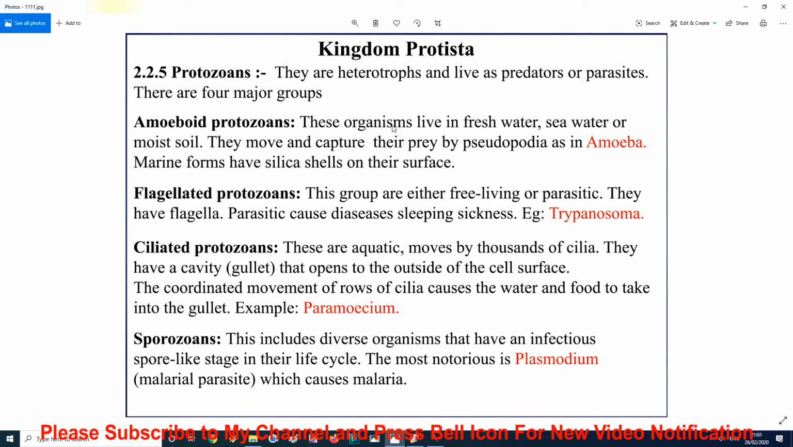Amoeboid protozoans live in fresh water, seawater, or moist soil. They move and capture their prey by pseudopodia. An example is amoeba. Marine forms have a silica shell on their surface. They are responsible for capturing prey, or any living organism as their food material, with the help of pseudopodia.